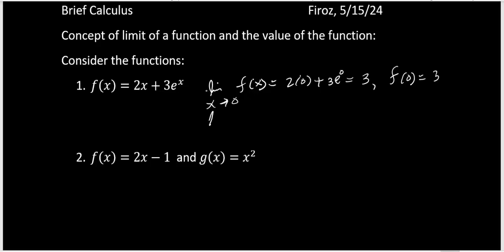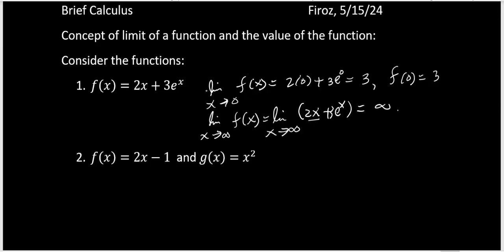The next one is limit x goes to infinity f of x. So you can say limit x goes to infinity 2x plus 3 e to the x. As you see here, when x approaches infinity, 2x approaches infinity and 3 e to the x also approaches infinity. So this limit goes to infinity. Usually you say does not exist.